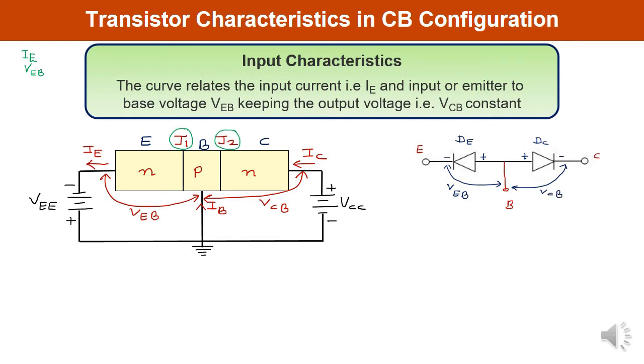IE is the input current. You can see the direction of input current. This is the IE. Collector current is being drawn in this manner. Base current will also be inward. So in this particular way, you can understand how an NPN transistor can be understood in a common base configuration. Base is common, you must remember it.